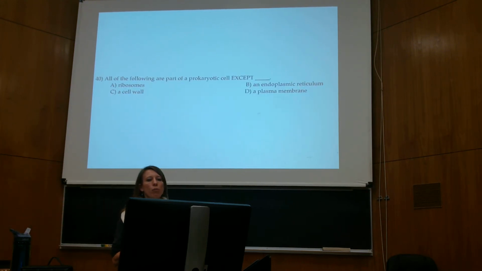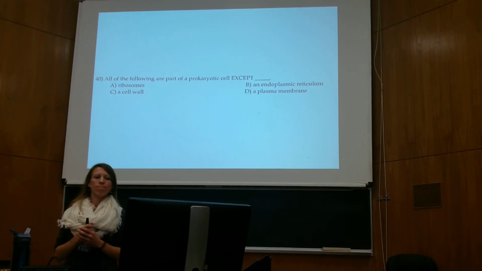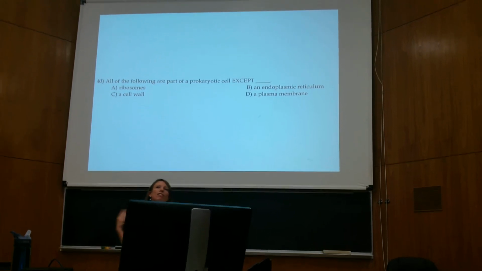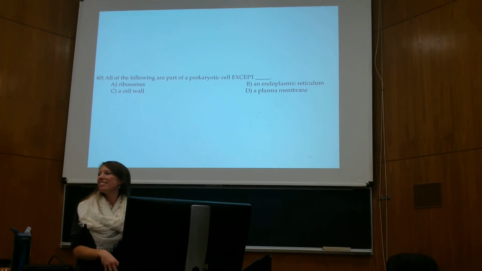All of the following are part of a prokaryotic cell except? Correct. No. See? No. What's the main difference between prokaryotic and eukaryotic cells? Plasma membrane. Sorry? The plasma membrane? No, both of them have plasma membranes. Ribosome. Don't look at the answers, just, what's the main difference between a prokaryotic cell and eukaryotic cell? This one stumped me.